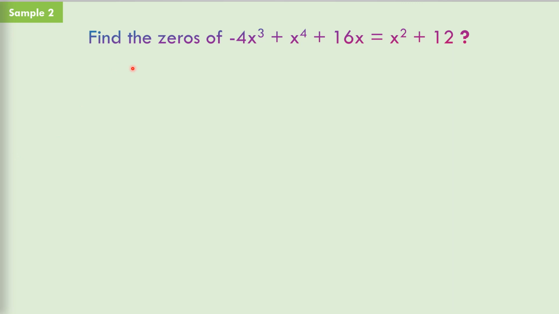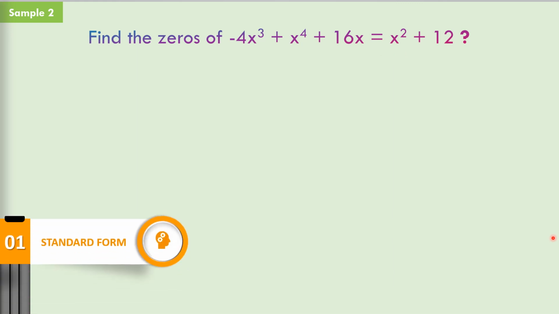Number 2. Let us find the zeros of negative 4x cubed plus x to the fourth plus 16x is equal to x squared plus 12. First step, let us arrange in standard form.